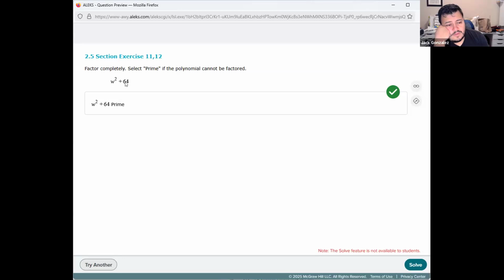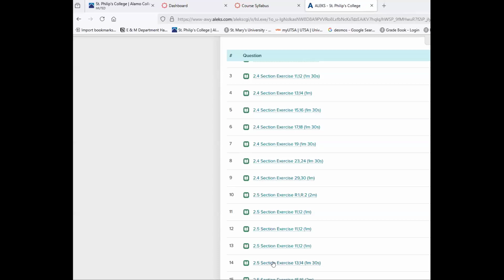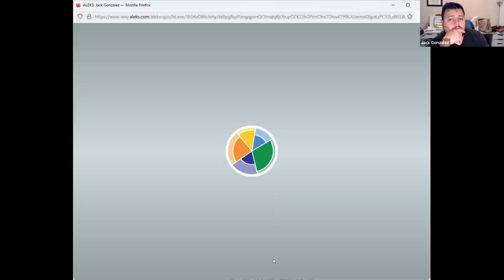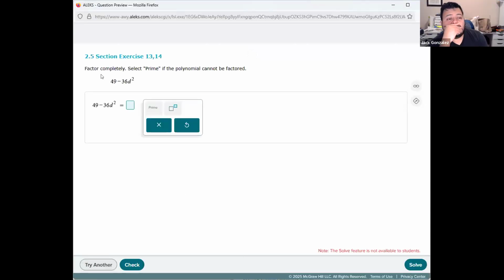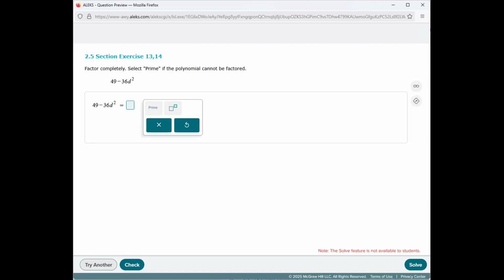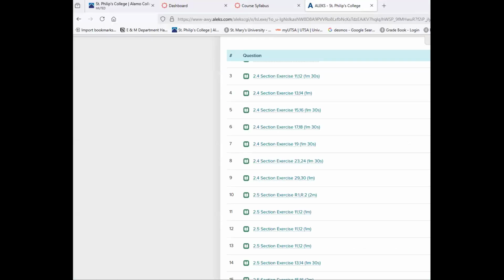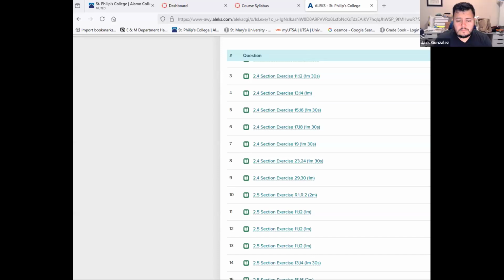You see how we can rewrite that as 8 squared, right? Can't do a thing. So 14. Here we have a square minus a square. So we do have the difference of squares formula.